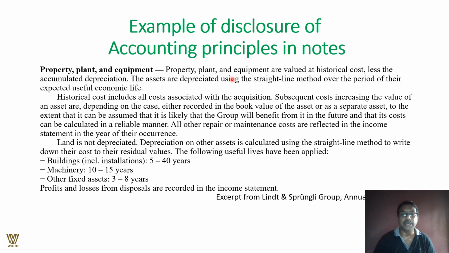Land is not depreciated. Depreciation on other assets is calculated using a straight line method down to the residual value. The following useful lives can be applied: buildings usually 5 to 10 years, 40 years. Machineries are 10 to 15 years. Other fixed assets are from 3 to 5 years. Profit and loss from the disposal are recorded in the income statement. And this, I'm just giving you an excerpt altogether.